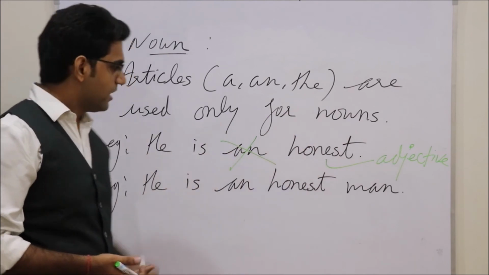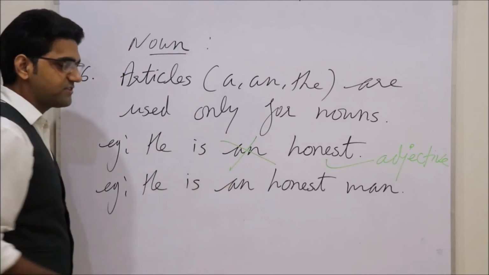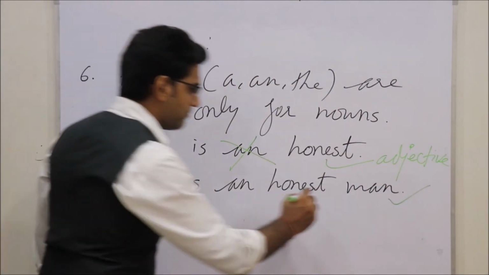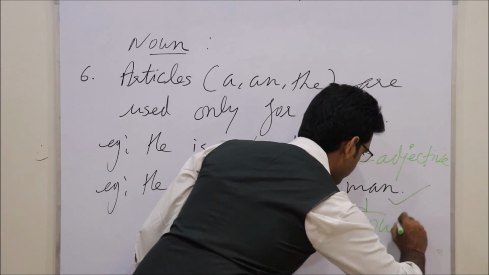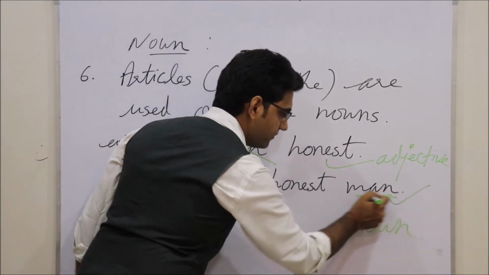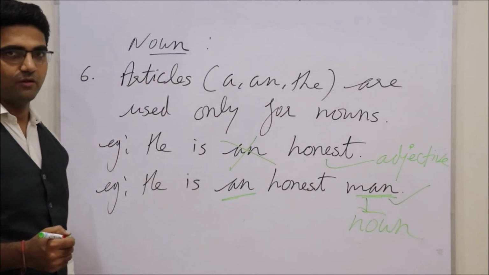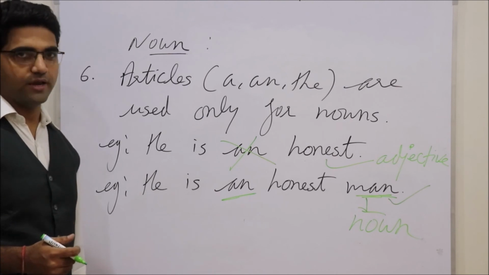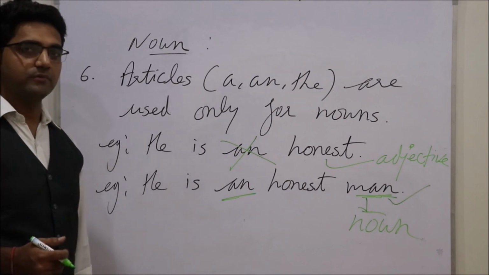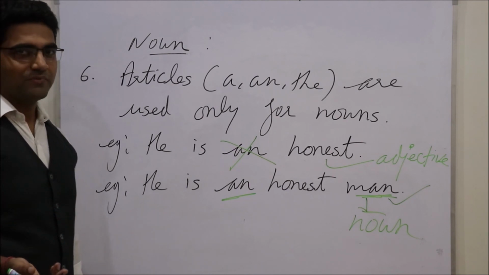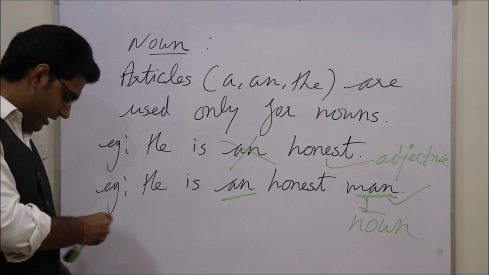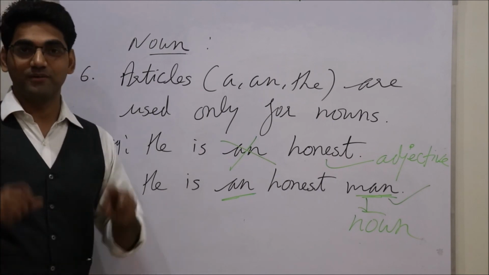Honest is an adjective. But look at the second sentence. He is an honest man. Absolutely correct. Why? Because man is a noun. And when you have an article, you must have a noun. I hope you guys are getting the points, and they are definitely going to help you. You just have to repeat them maybe 3 times. So I'm giving you a few seconds to note them down, and then we'll move to point number 7.